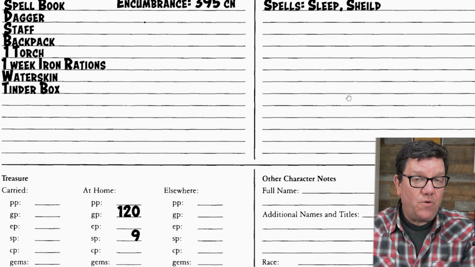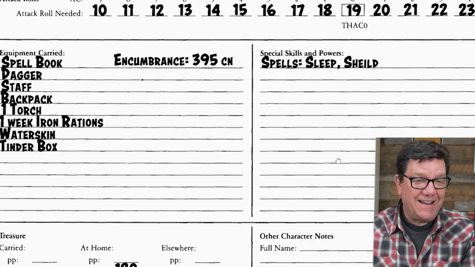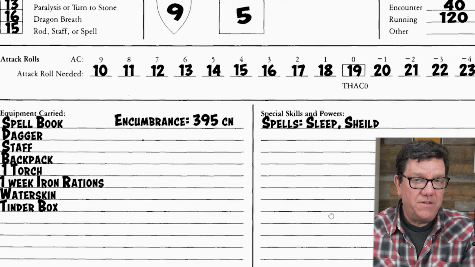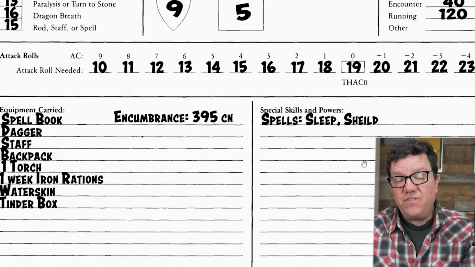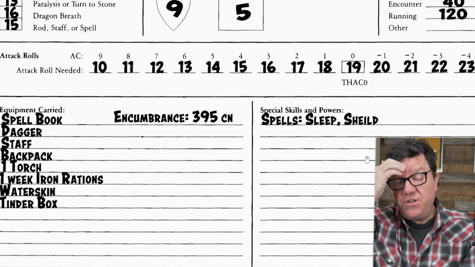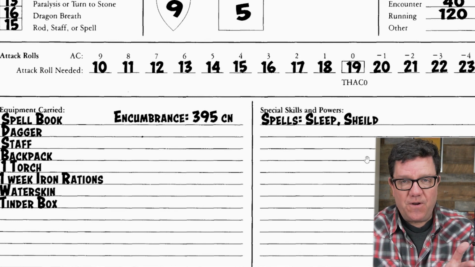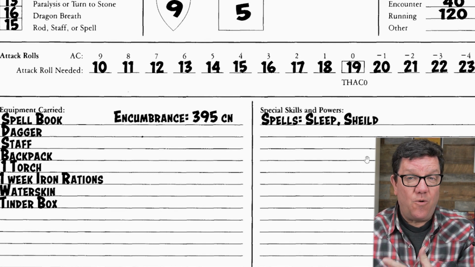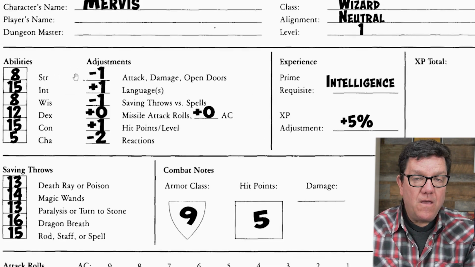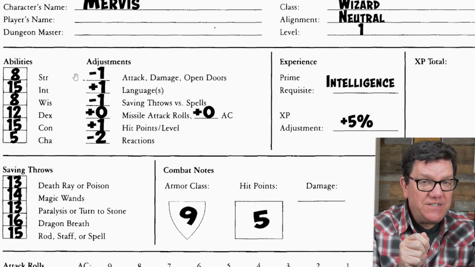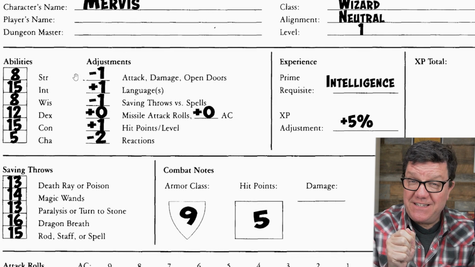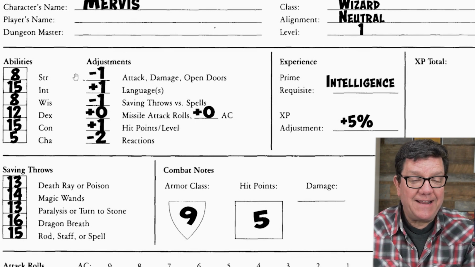So I still have 120 gold pieces left for my initial one. I didn't spend anything because the spell book, you get that. I picked Sleep and Shield. As I mentioned, the way it says in the book, they pick for you, but the Sleep is a very effective spell, and the Shield will help me for my armor class. One last thing on this magic user. Notice that 8 wisdom. That's a -1 saving throw versus spells. That's not going to be fun.